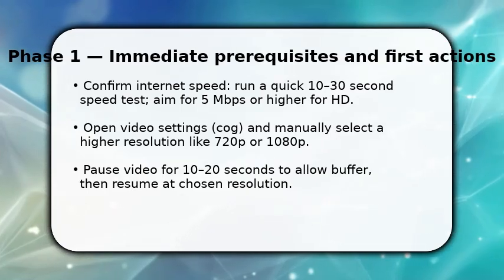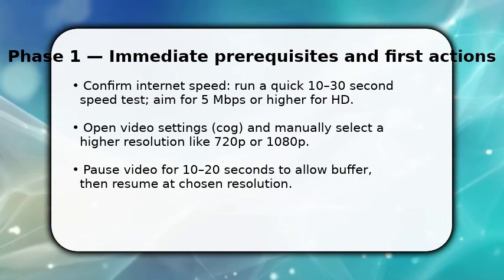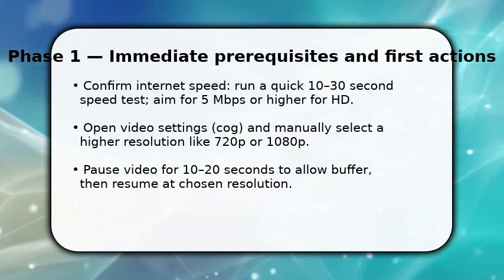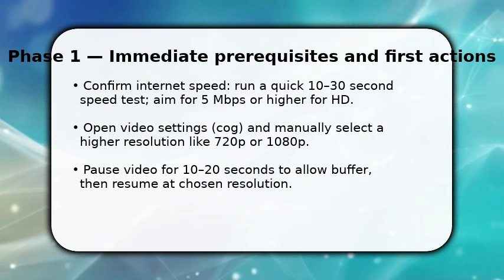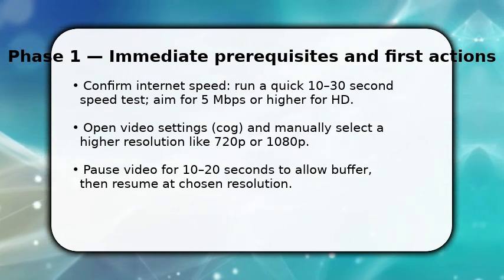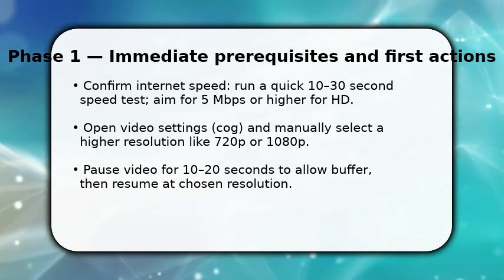You'll start by validating the essentials quickly. First, check your connection speed. If it's under 5 Mbps, you'll likely see blur in HD, so switch to 480p until it improves.